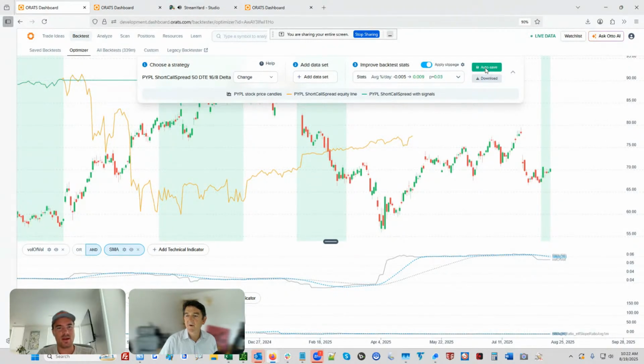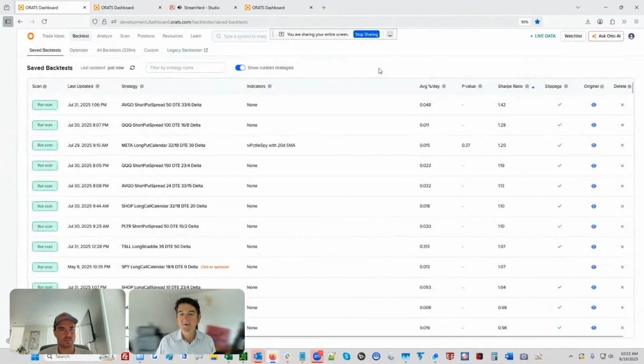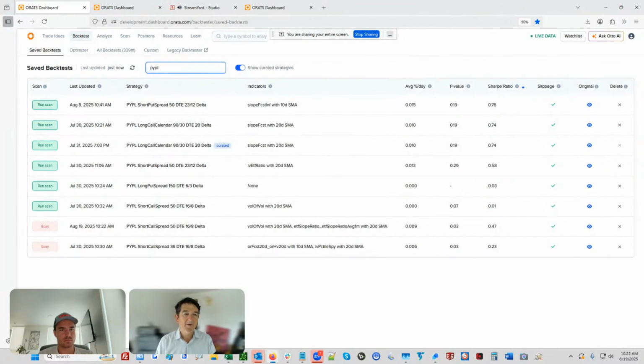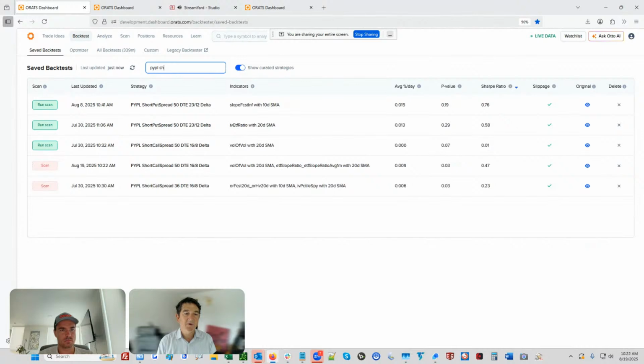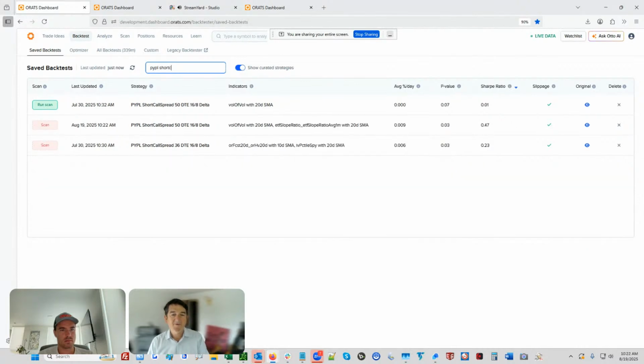Yep, saving it. And then you're going to go to the trade ideas or to the saved. Downloading it downloads the entry and exit days, and then you could see what those are. And we have a backtester that works on entry and exit days, so you can prove it to yourself. But that's what that means. So we've saved it. So the 50 DTE and PayPal. Then it's in my saved backtests, and here's PayPal, and then I could just say short call spread. So we have a few already.